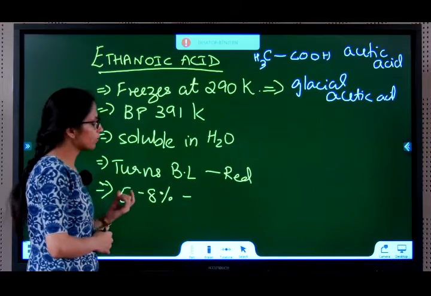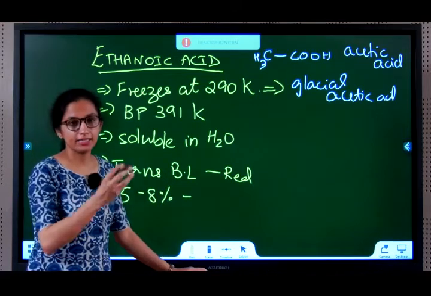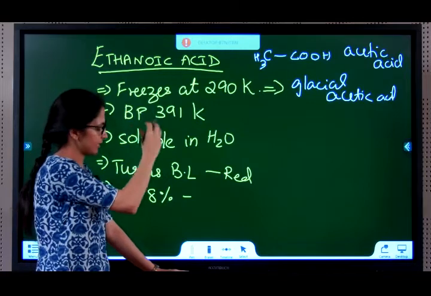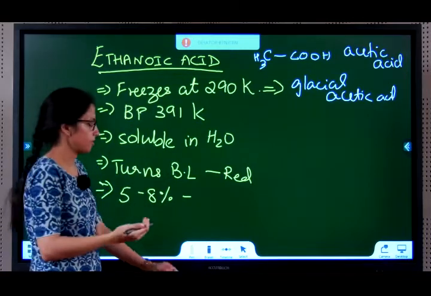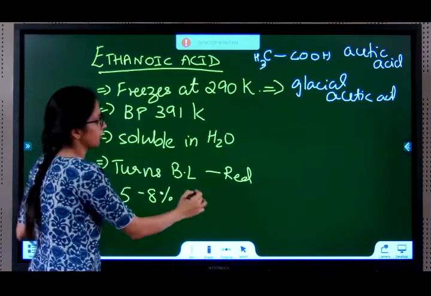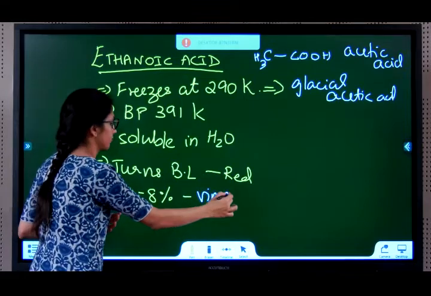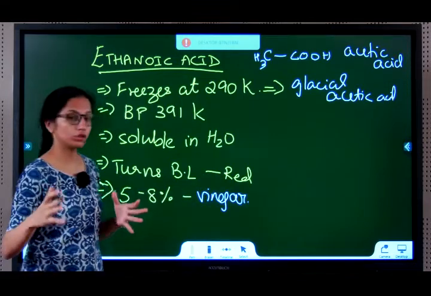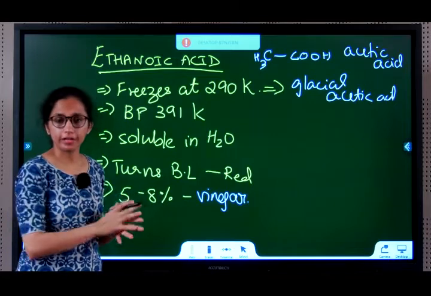If I take 5 to 8% of ethanoic acid, that means I take 5 to 8% of acetic acid, ethanoic acid, and dissolve it in water, then this mixture is called vinegar. This itself is what you use for your Chinese dish cooking.